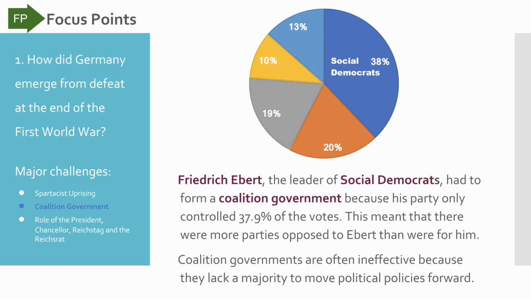Friedrich Ebert, the leader of the Social Democrats, had to form a coalition government because his party only controlled 37.9% of the votes. This meant that there were more parties opposed to Ebert than were for him. Coalition governments are often ineffective because they lack a majority to move political policies forward.